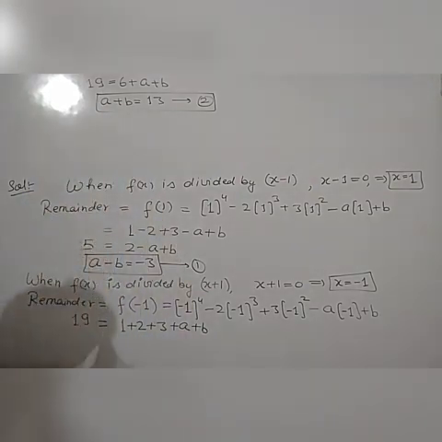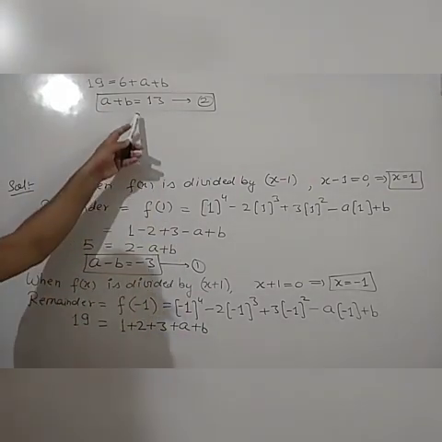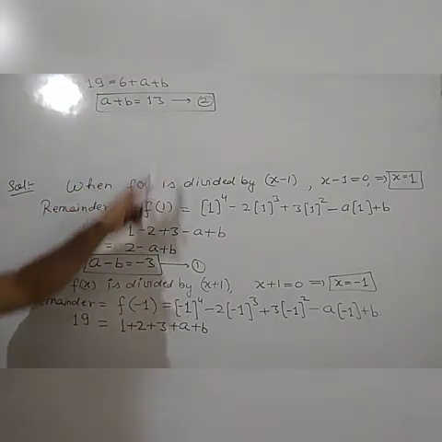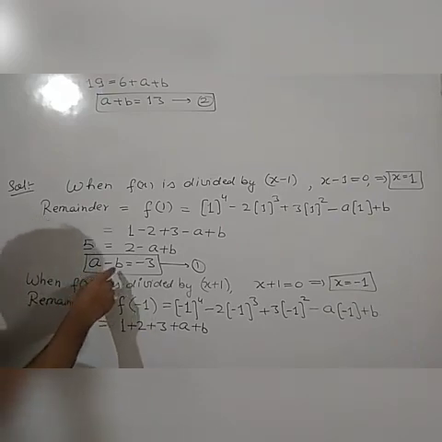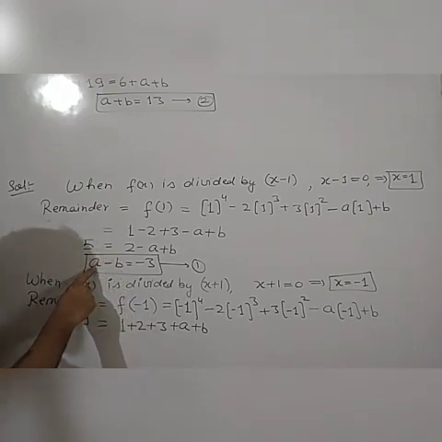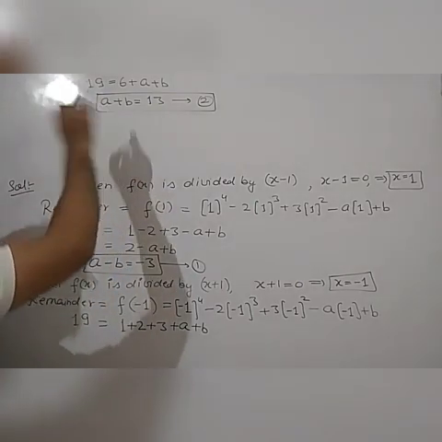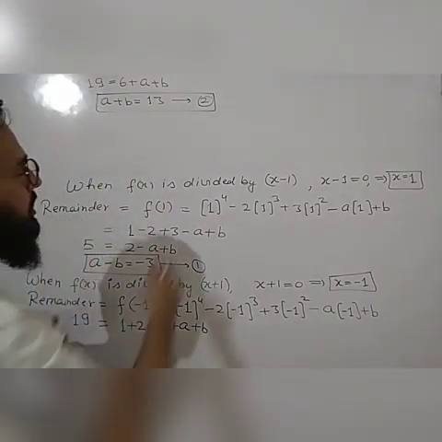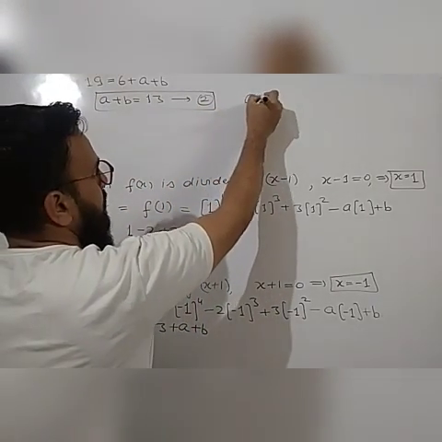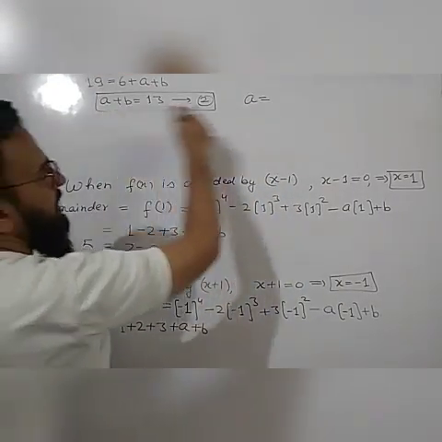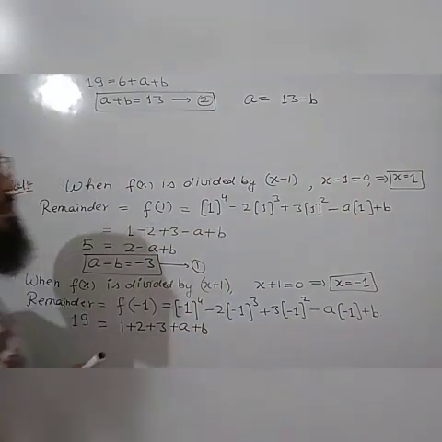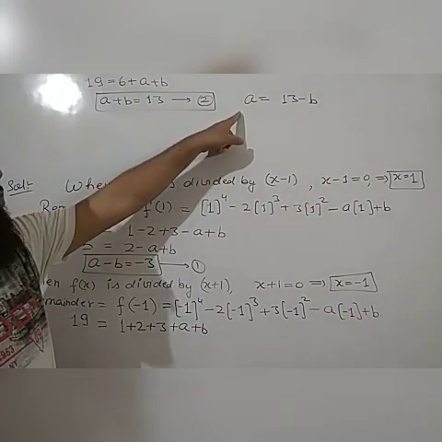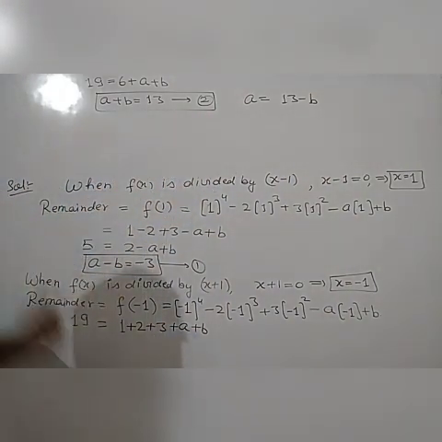Now we have to find the values of a and b. For finding the values of a and b, we have to solve these two equations, equation 1 and equation 2. So how will you solve these two equations? For solving, we may take the value of a from the first equation and put it in the second equation, or we can find the value of a from the second equation. The value of a will be equal to 13 minus b, and put this value of a in equation number 1.